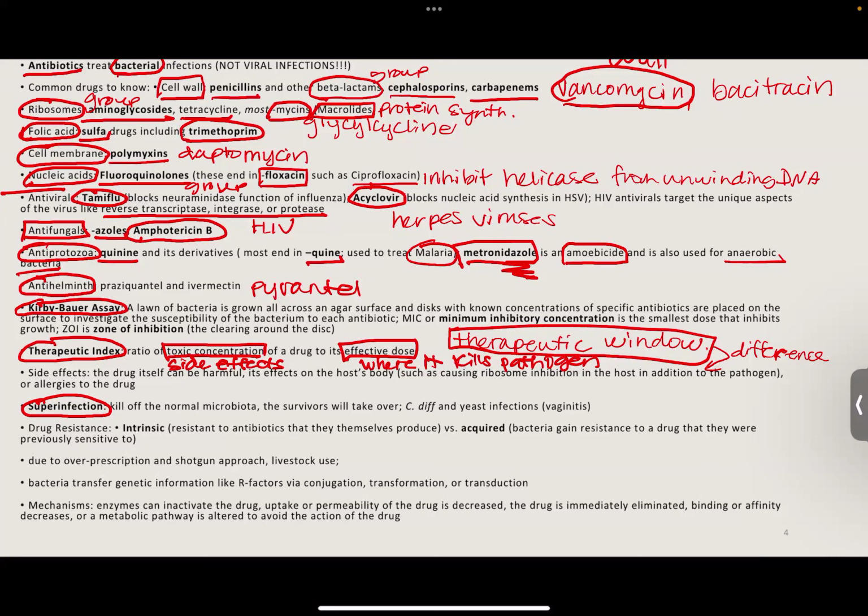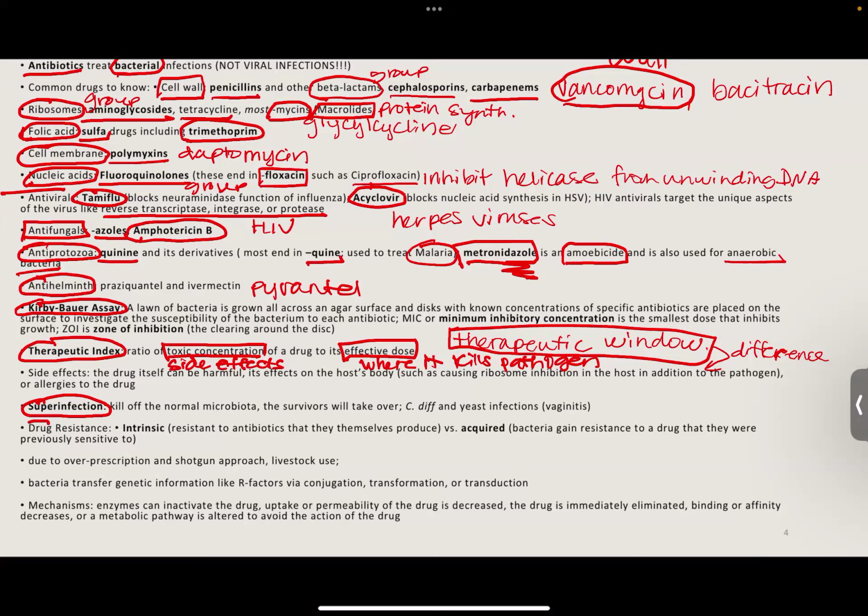This is common with C. diff, but it's also common in yeast, or if you take antibiotics for something, you can end up with a yeast infection. Not uncommon to have a UTI, you take antibiotics, then you end up with a yeast infection. You treat the yeast, then you can get BV because everything's been thrown off. And so it's just this compounding thing. But each of those is a different kind of superinfection. So killing off the normal biota, and then the guys that were only there in small numbers now can overgrow.